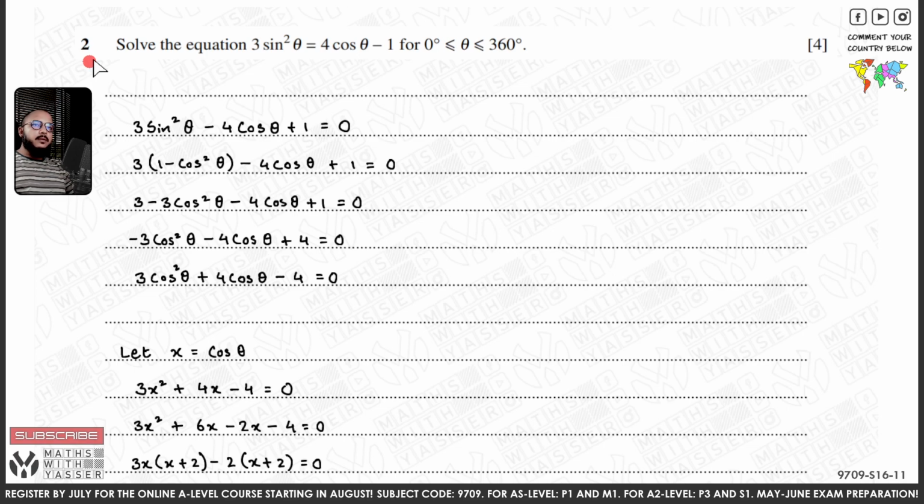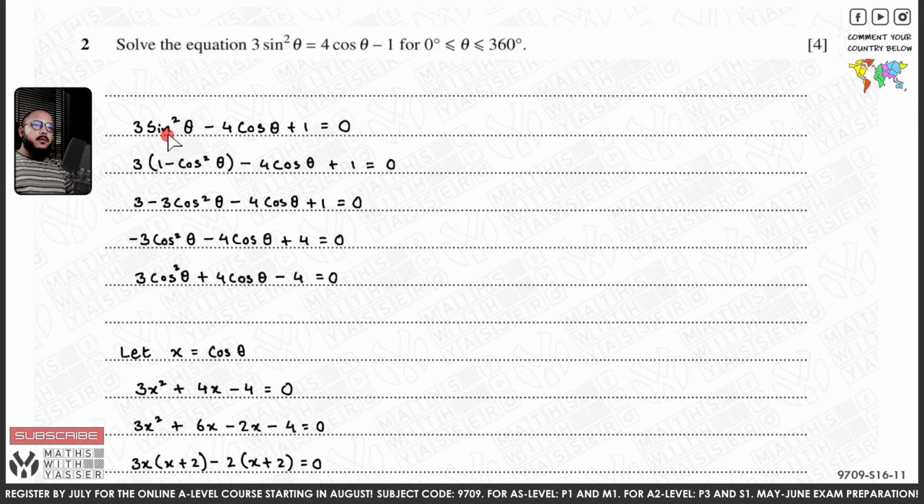In the next question, solve the equation 3 sin²θ = 4 cos θ − 1 for θ between 0 and 360. So we can say 3 sin²θ − 4 cos θ + 1 = 0.